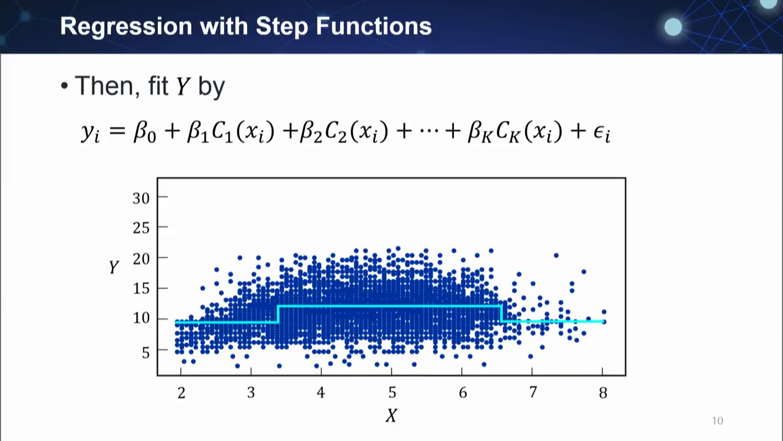In the regression with step functions, y is expressed as a linear combination of the basis step functions like this. So yi is beta 0 plus beta 1 C1 plus beta 2 C2, and so on, plus beta k Ck, plus epsilon. Here C1, C2 and so on take the value 1 or 0, so the height is actually determined by beta 1.